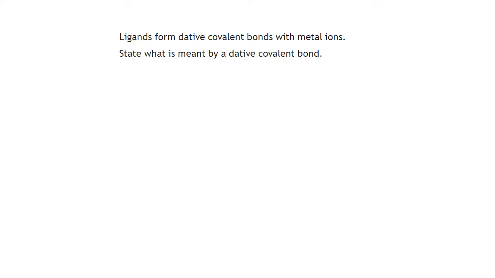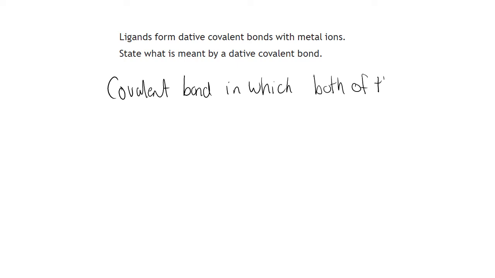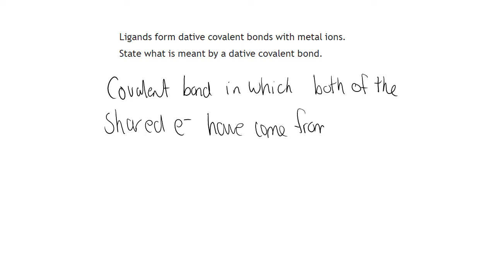Continuing on about transition metals, what is meant by a dative covalent bond? Well, this is a covalent bond in which both of the shared electrons have come from one atom. Okay, so a covalent bond in which both of the shared electrons have come from one atom.